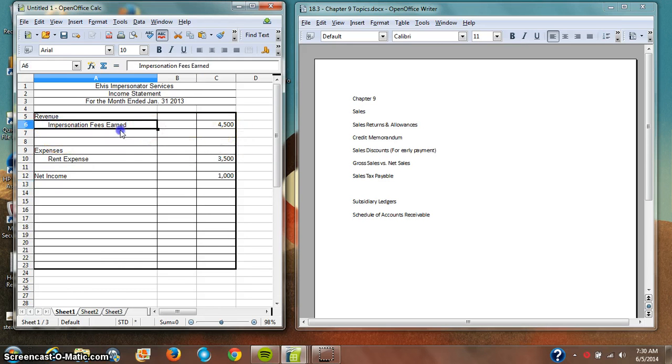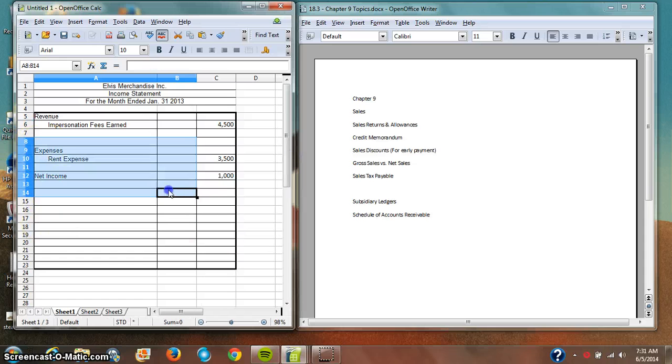And most of the time in our problems, we've just had one line of revenue, nothing else. That's it. In this chapter, we're going to do things a bit differently, because now instead of having just service businesses, we're going to start talking about businesses that sell products, that sell things. This one here, we're going to have Elvis Merchandise Incorporated. We're going to sell stuff, and this chapter is going to show you how to do the sales part of that. And so that's where we're headed. That's the overall view.